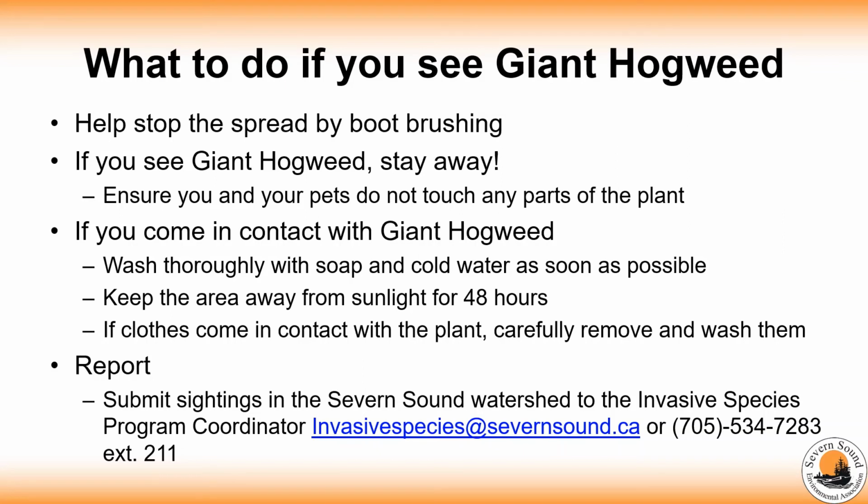If you believe you see giant hogweed growing in the Severn Sound watershed, please contact us through email at invasivespecies@severnsound.ca or give us a call at 705-534-7283, extension 211. And if you have a camera and it is safe to do so, take a photo and try to include the leaves, stem, and flower, and also note the location.